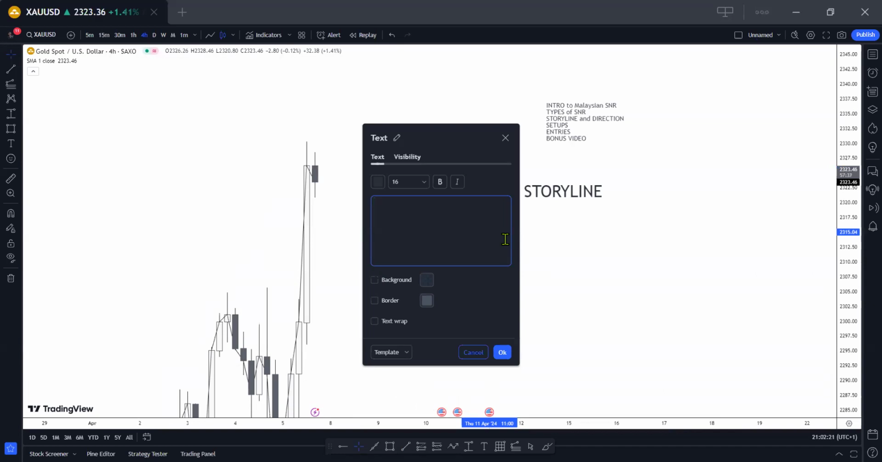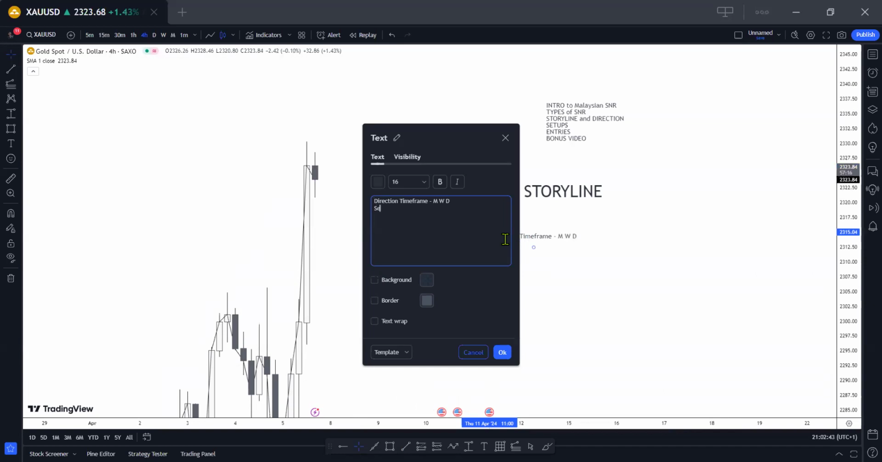We divide them into two. We have the direction time frame and we have the setup time frame. The direction time frame, we look at the monthly chart, the weekly chart, and the daily chart. So we have monthly, weekly, and daily.